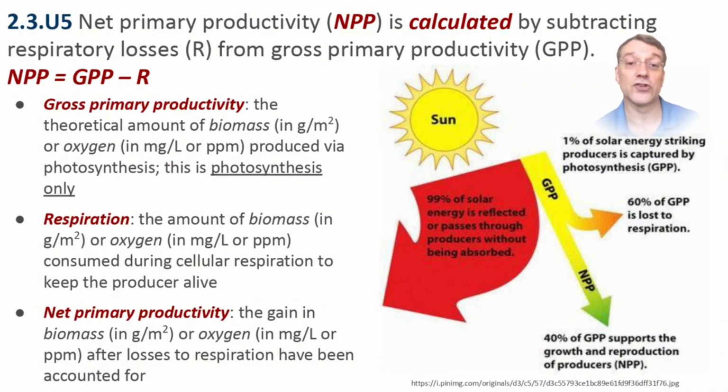GPP represents the total biomass produced through photosynthesis, while respiration is the energy that is used by producers to maintain their living function. NPP is what remains. It's the actual growth that becomes available to the other organisms that eat those producers.